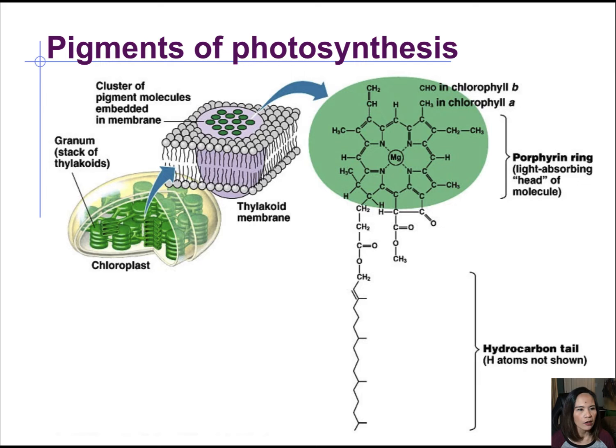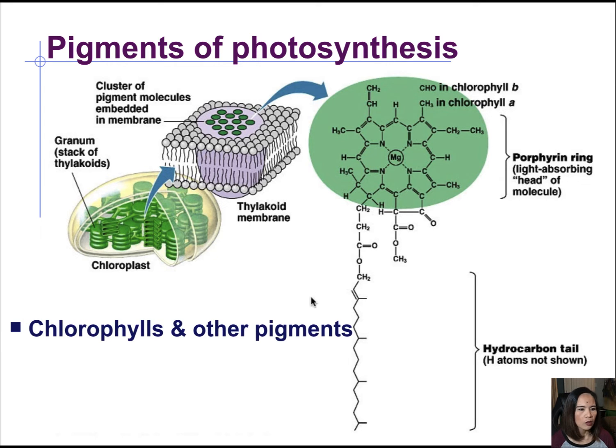So this is another diagram of what is happening during the photosynthesis process in the stroma. As you can see here, chlorophylls and other pigments are important in order for that light to be converted into chemical energy.